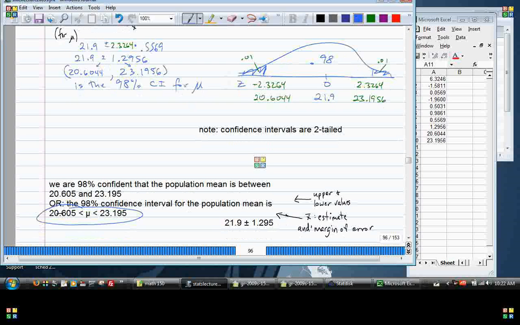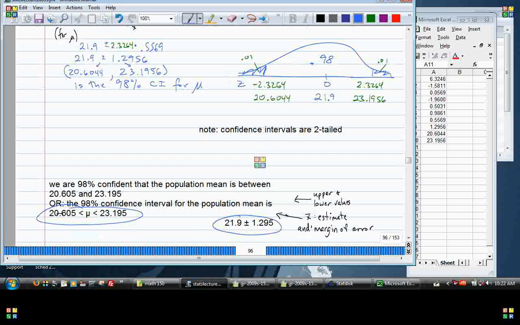Now, if we do it this way with the plus minus, what values are we giving? Well, what's the first value? The first value is X bar. Now, what does X bar represent? In a sense, we're saying we did a study and my best guess for mu is X bar. My best guess for mu is 21.9. If I had to pick one value, that's my guess. So philosophically, that's what that value represents.